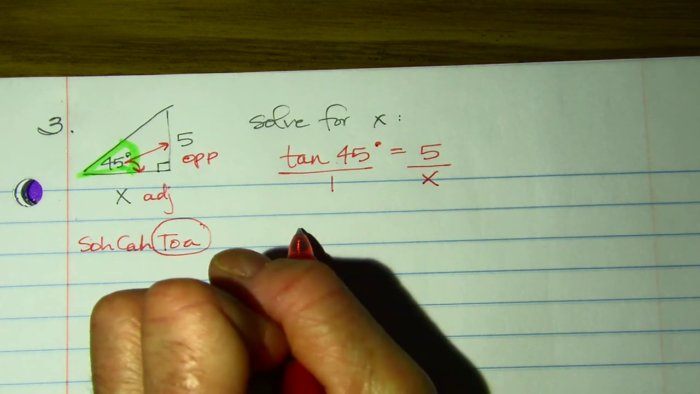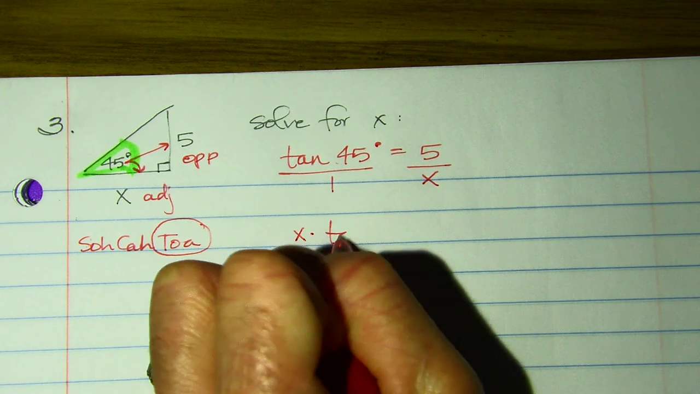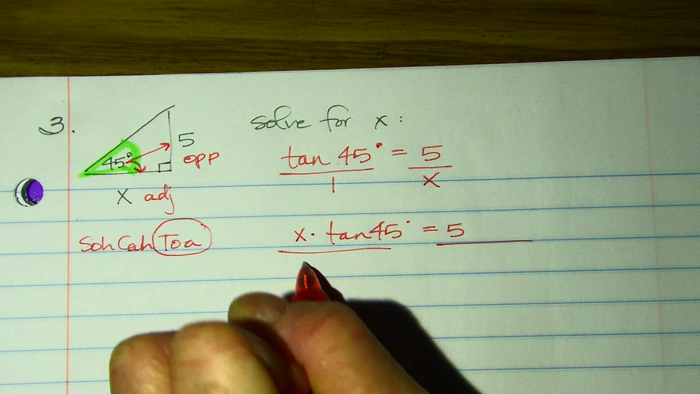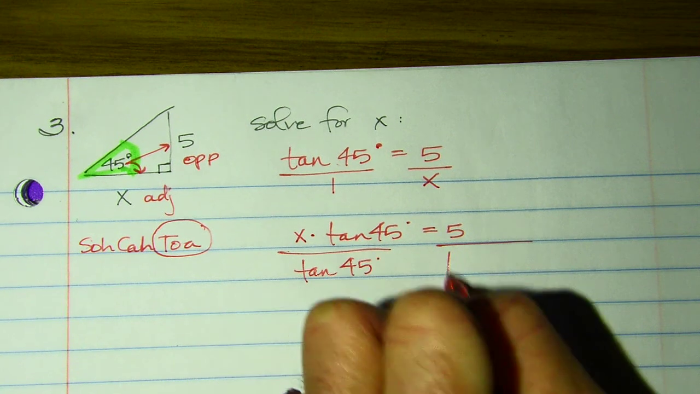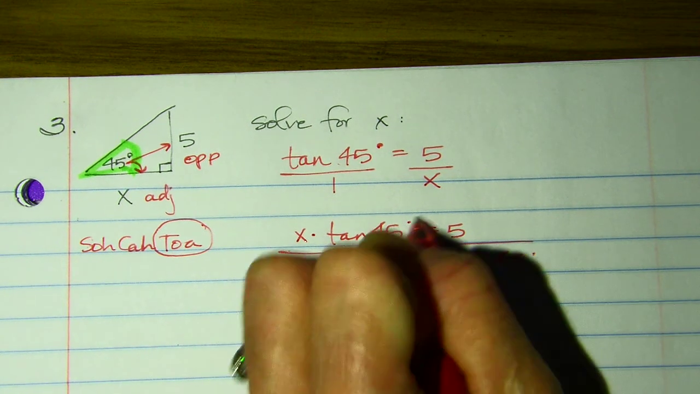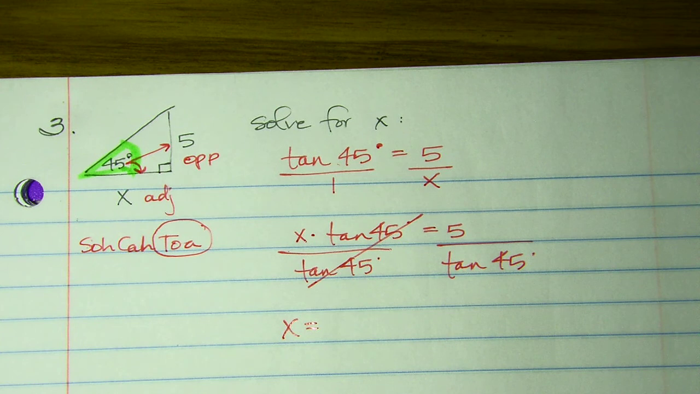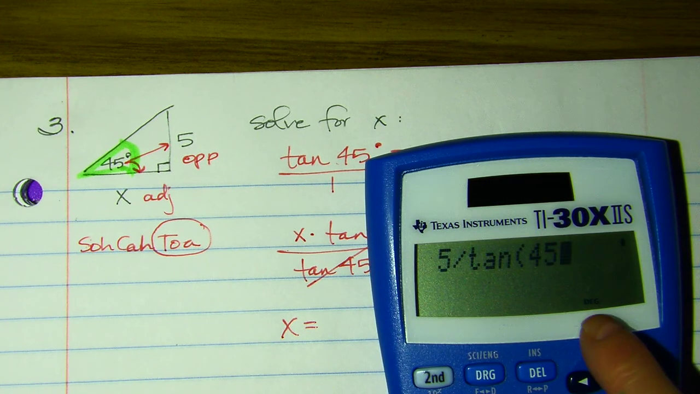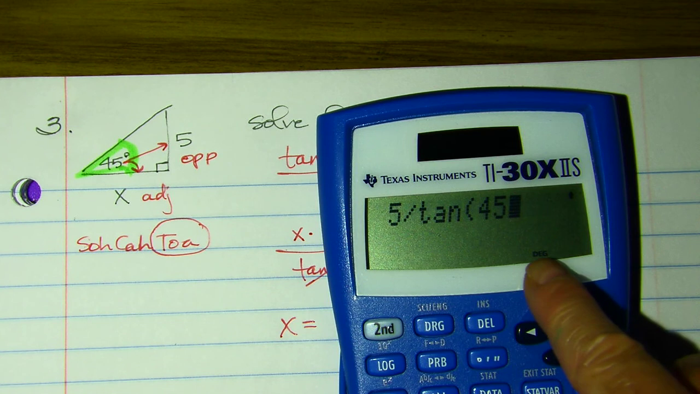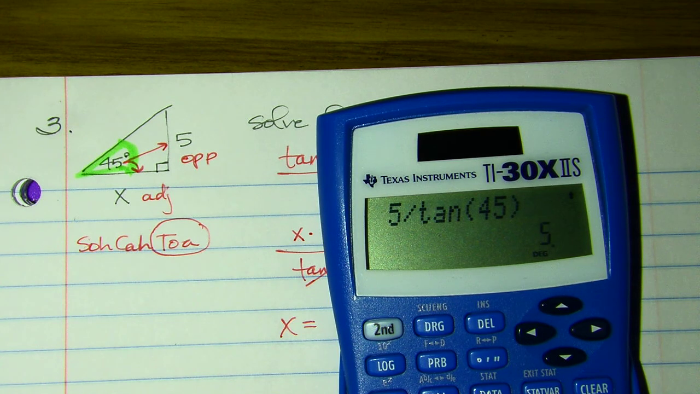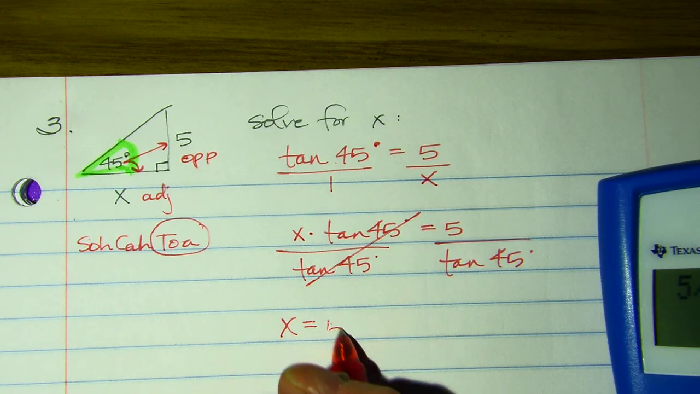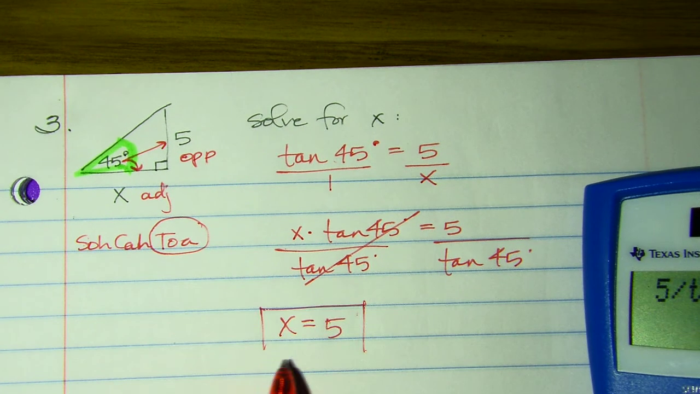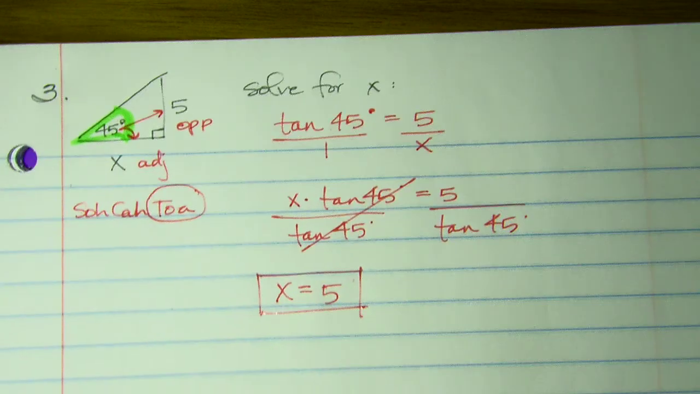I'm going to cross multiply. So x times the tangent of 45 degrees equals 5. I would have to divide, so x equals, using our calculator, 5 divided by the tangent of 45. Make sure your calculator, I should have mentioned this, is in degrees and not radians. And I get 5. I don't know why I put a little dot. This is not a degree. This is a side, so it should not have a degree symbol.